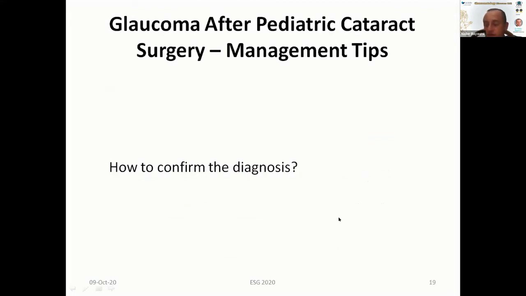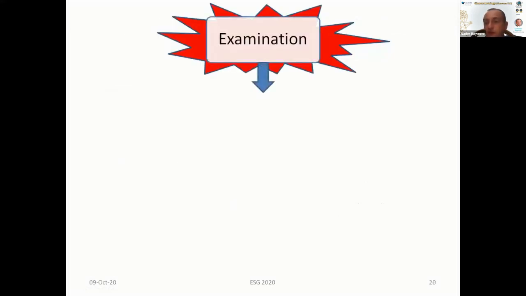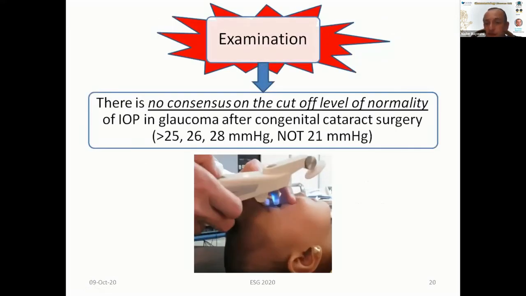Childhood glaucoma after childhood cataract surgery has a lot of issues actually. In the examination, we have to highlight that there is no consensus in the studies about the cutoff level of normality for the intraocular pressure for the diagnosis of glaucoma after congenital cataract surgery. Actually, as Professor Khalil highlighted, that statistical normal of the adults of 21 millimeters mercury is not the case in children. It is much less.